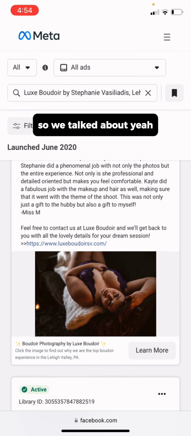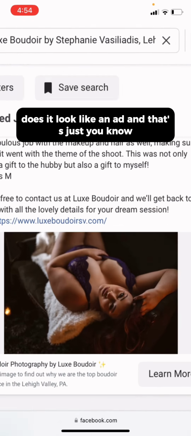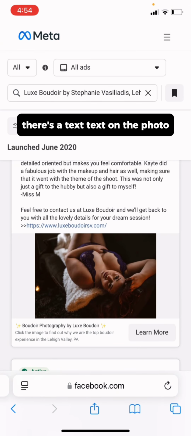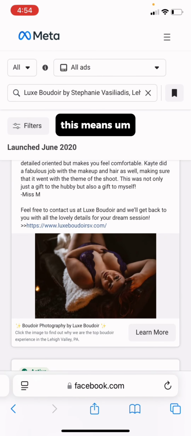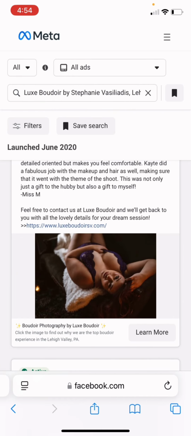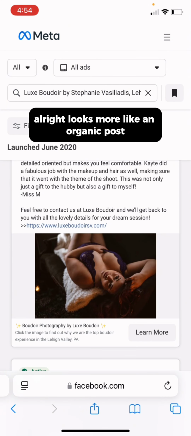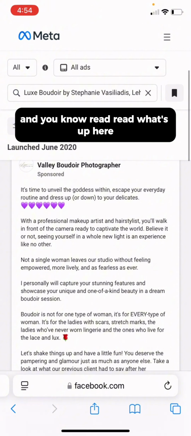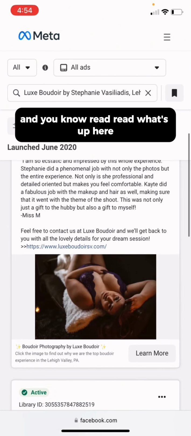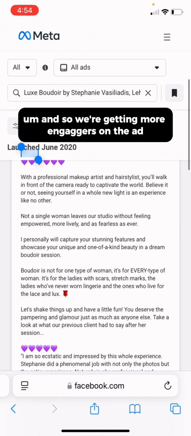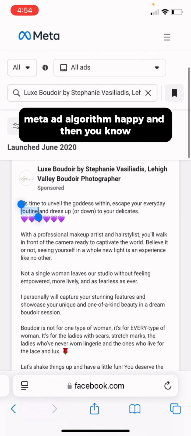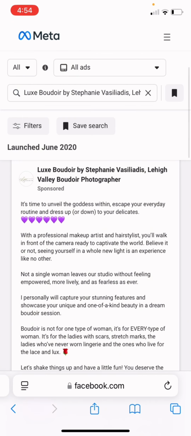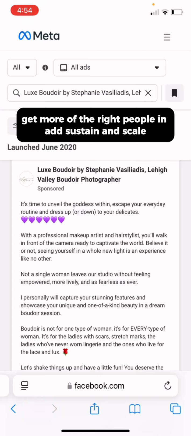So we talked about, does it look like an ad? And that's just, is there text on the photo? That's really what it is. With no text on the photo, this means it looks more like an organic post. Higher chance people read what's up here. And so we're getting more engagers on the ad, better user experience, Meta ad algorithm happy, and then we get more of the right people in, ad sustain and scale.